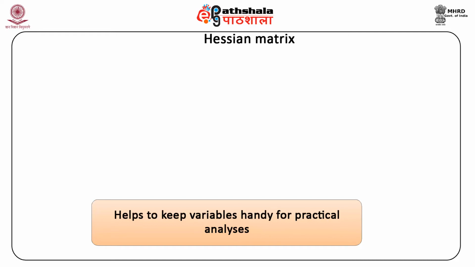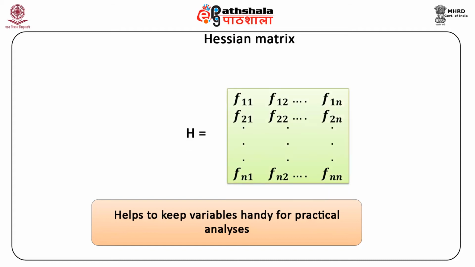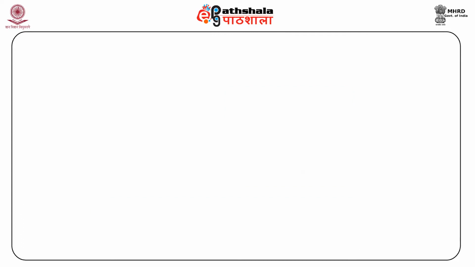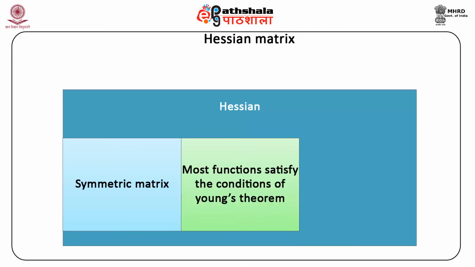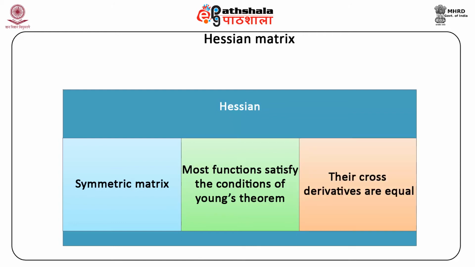The Hessian is thus a matrix of second order partial derivatives and is written as H equal to f11, f12 up to f1n, f21, f22 up to f2n, fn1, fn2, up to fnn. The Hessian will normally be a symmetric matrix, as most functions commonly encountered satisfy the conditions of Young's theorem and their cross derivatives are therefore equal.